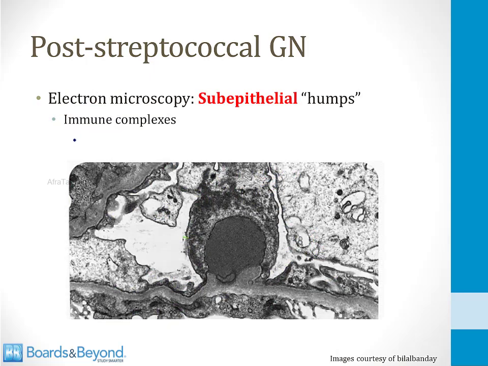The hallmark of post-streptococcal glomerulonephritis on electron microscopy is the presence of subepithelial humps. These are immune complexes that have worked their way into the subepithelial layer, and they formed characteristic humps, as I've shown on the screen. This finding is virtually diagnostic for post-streptococcal GN, and you want to make sure you can recognize it for your board exams.